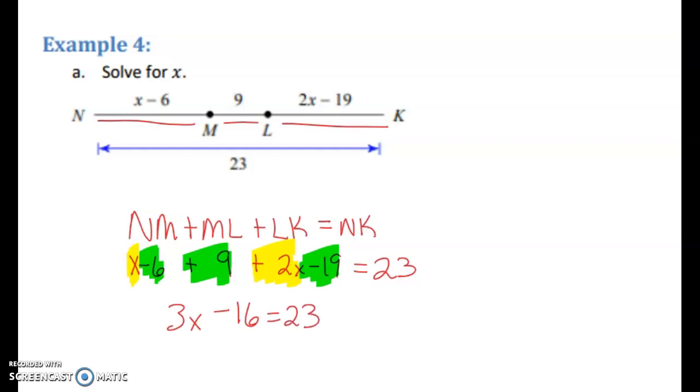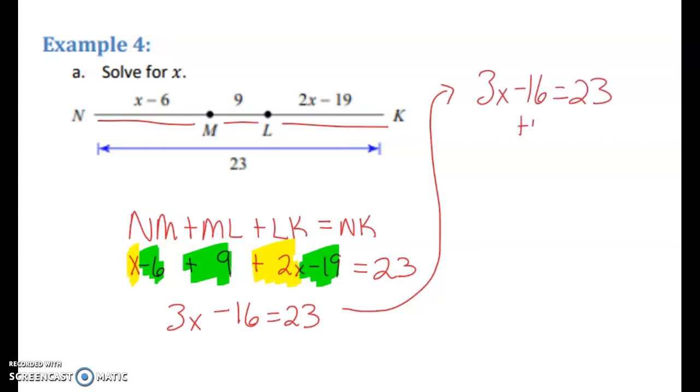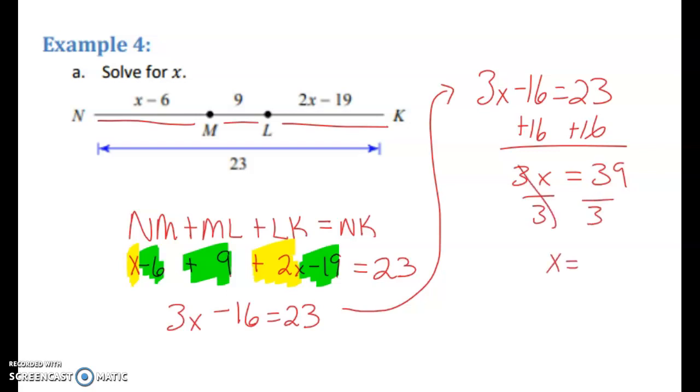All right, I'm going to move up here just so I don't get too low on your screen. So 3x minus 16 equals 23. I'm going to add the 16. So 3x equals 39. And I'm going to divide by 3. So x equals 13. So that's x.